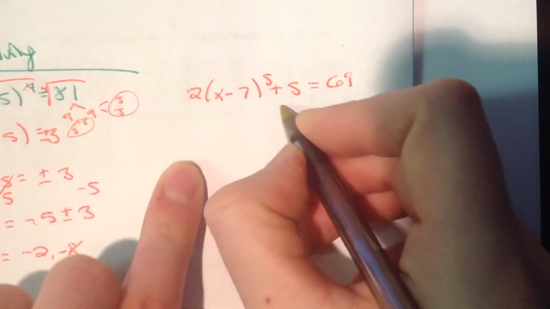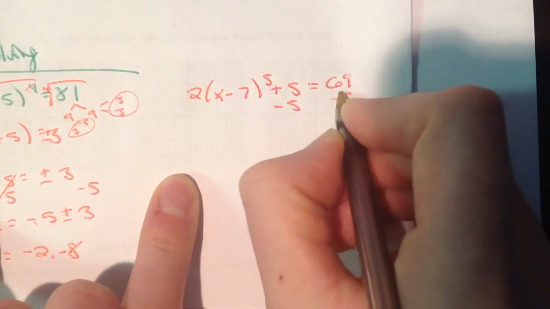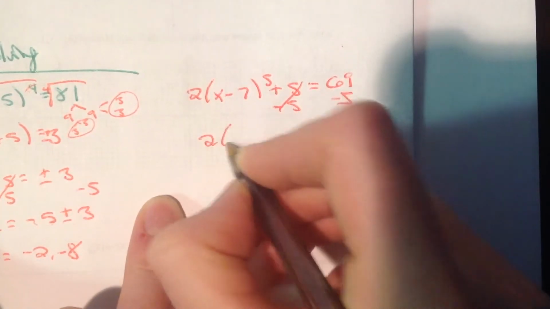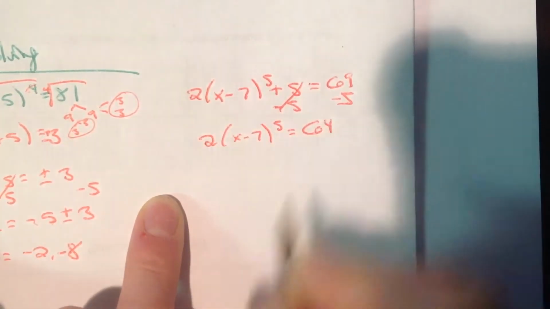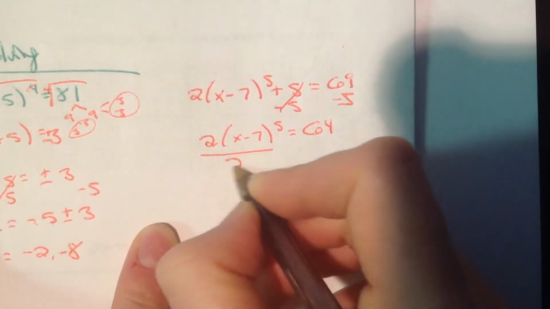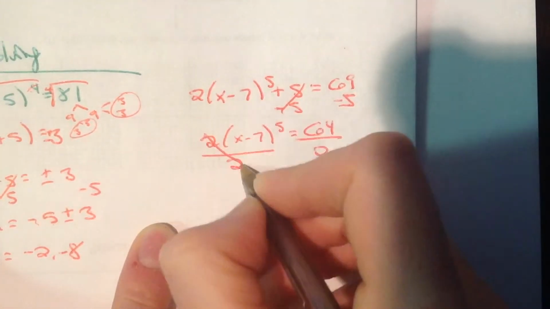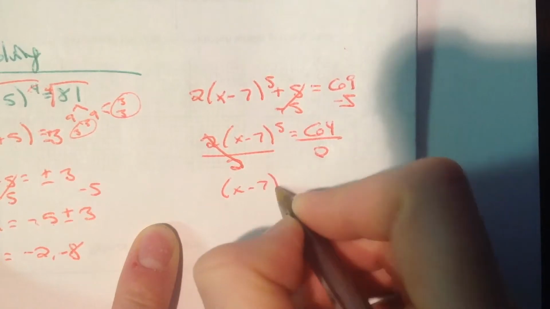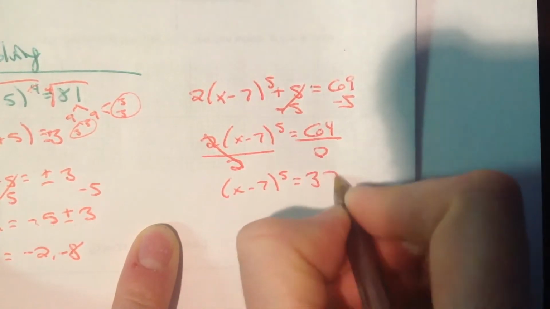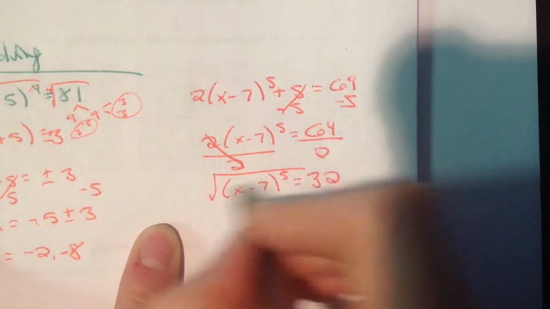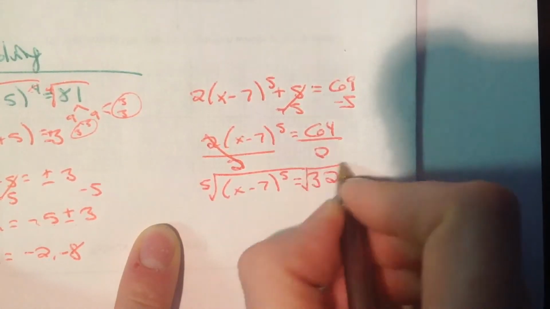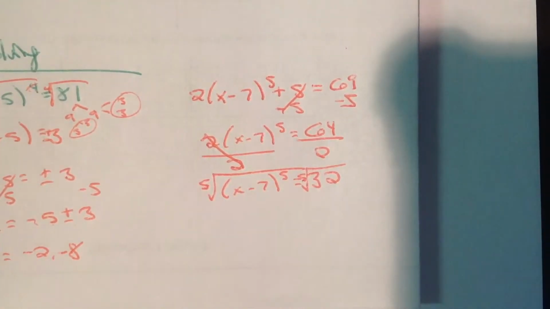So the first thing we want to do is subtract 5 from both sides. So we get 2 times x minus 7 to the 5th equals 64. Dividing both sides by 2 gives us x minus 7 to the 5th equals 32. So now to undo a power of 5, we take a radical with a root of 5, a fifth root. Well, what number times itself 5 times equals 32?